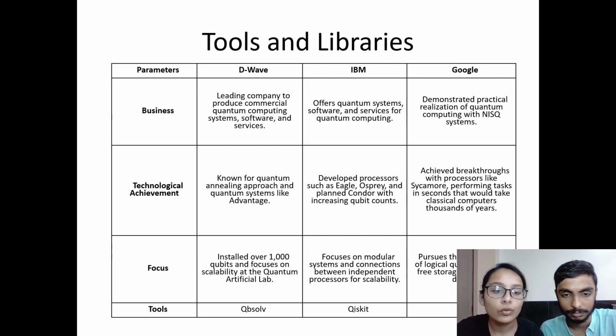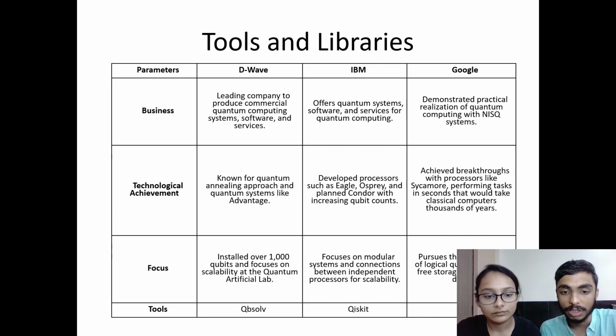Now, D-Wave is known for its quantum annealing approach and quantum systems like Advantage. IBM developed processors such as Eagle, Osprey, and the planned Condor with increasing qubit counts. And Google has achieved a breakthrough with processors like Sycamore, performing tasks in seconds that would take classical computers thousands of years. So the next parameter was focus.